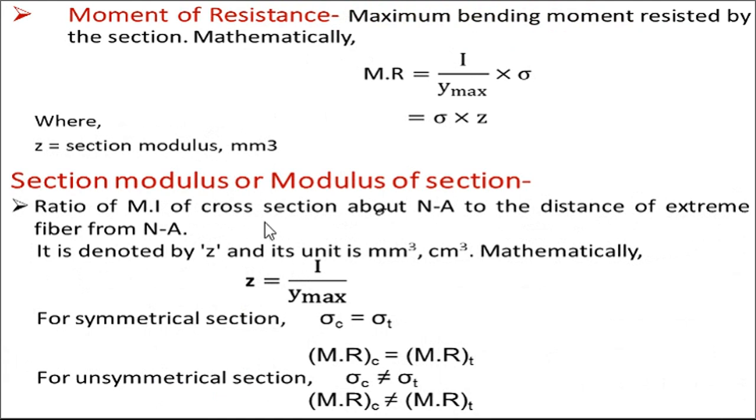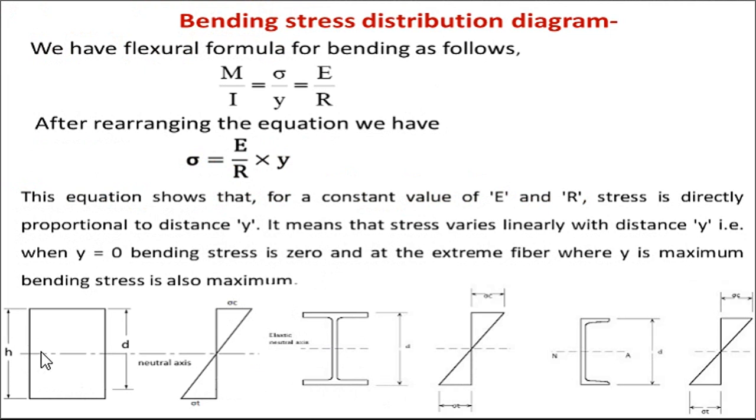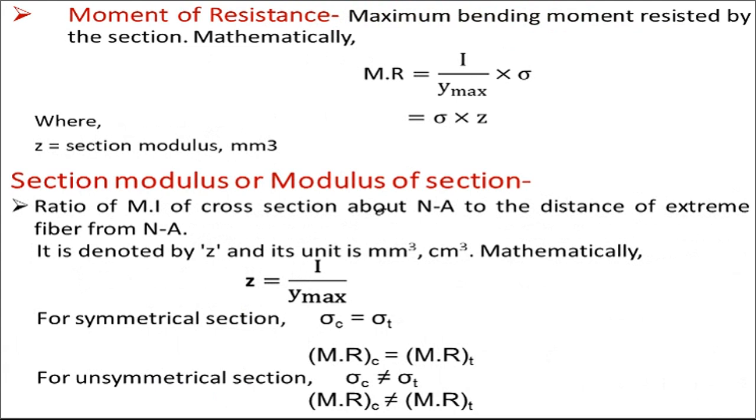Next, moment of resistance. It is a very important term. How do we define the moment of resistance? It is the maximum bending moment resisted by the section. Whatever section we have seen, either rectangular, I section or channel section, the maximum bending moment it can resist is called the moment of resistance.